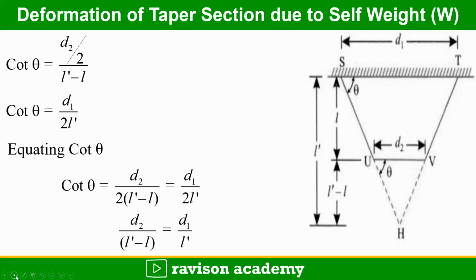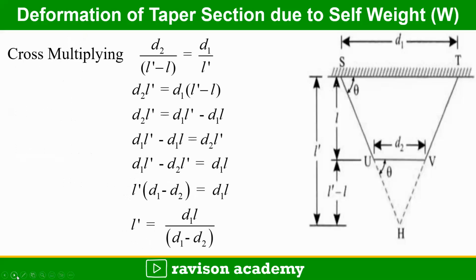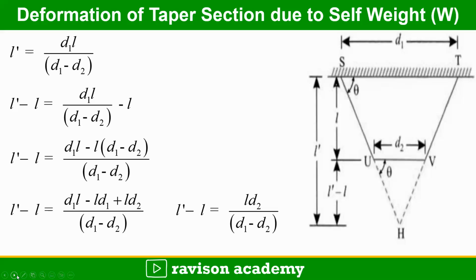now taking the similar triangles, we can tell cot theta is equal to D2 by 2 (L dash minus L) and cot theta is equal to D1 by 2 L dash. So now equating the cot theta, we will be getting D2 by L dash minus L equal to D1 by L dash. On cross multiplying, you will be getting the final equation L dash equal to D1 L by D1 minus D2. So we know L dash equal to D1 L by D1 minus D2.